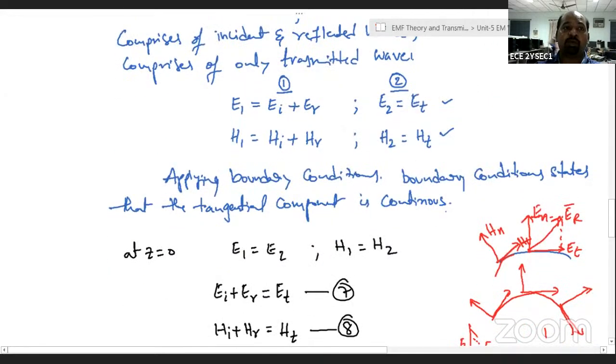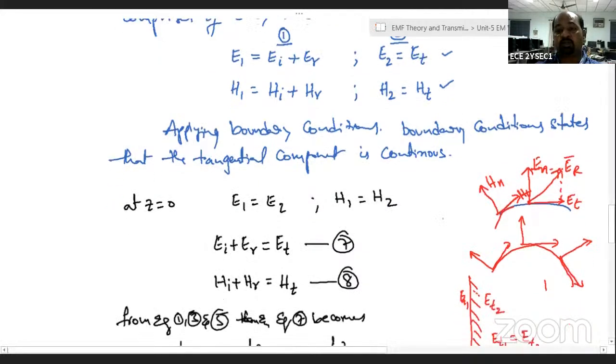From the boundary conditions, the tangential component is continuous. Tangential component is continuous in the sense that when a wave travels from one region to another region, there will not be any change in the tangential component of electric field. There may be changes in the normal component of electric field, but there are no changes in the tangential component of electric field or magnetic field.